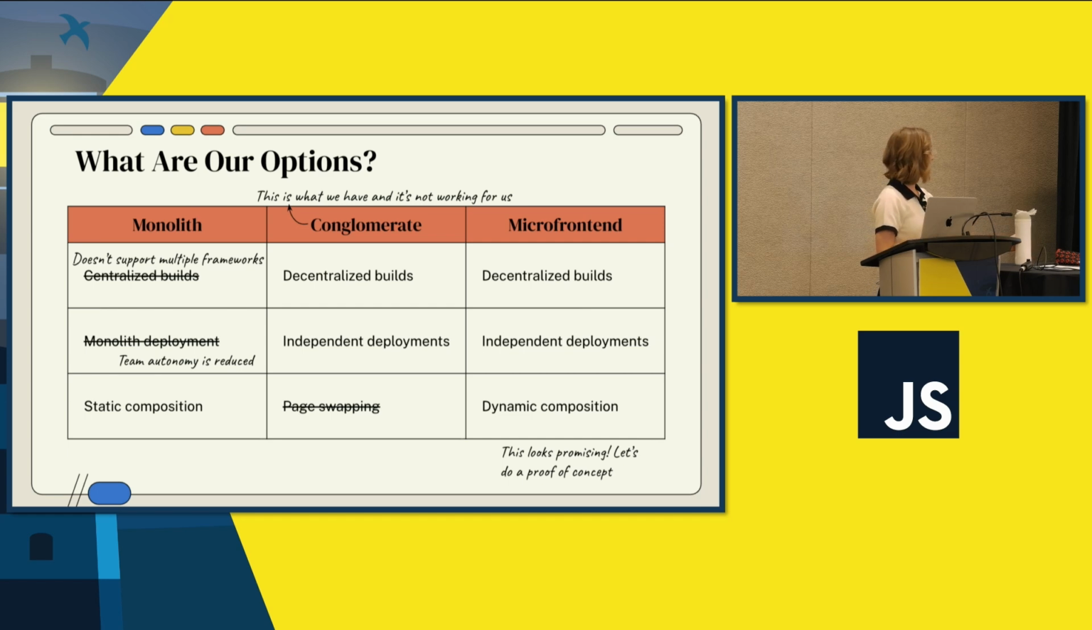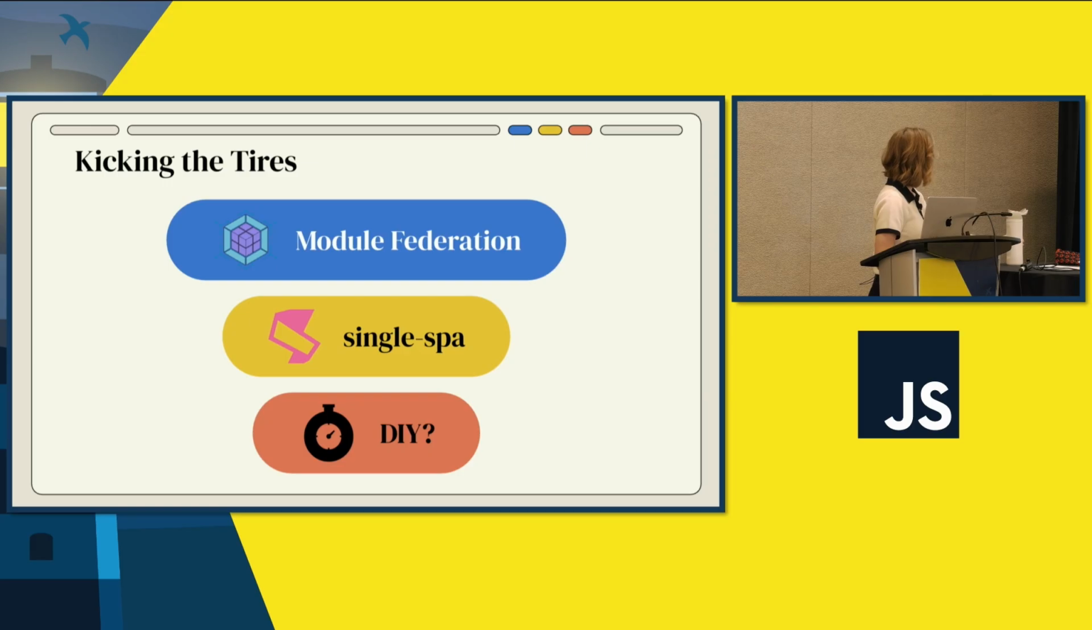But with microfrontends, we got the good parts of a conglomerate, and we got rid of that bad page swapping, because we could do things dynamically. So we started to kick the tires on this and looked at 3 different options for implementing microfrontends.